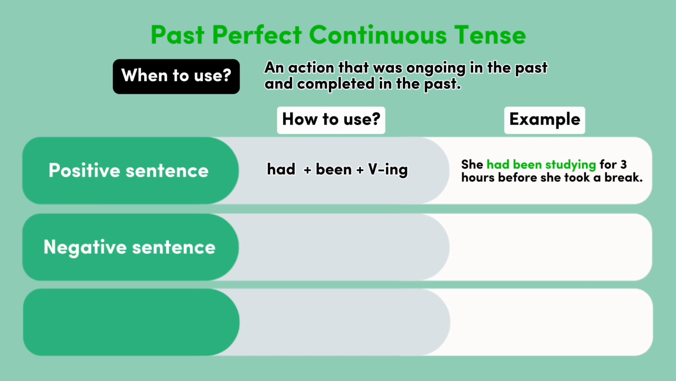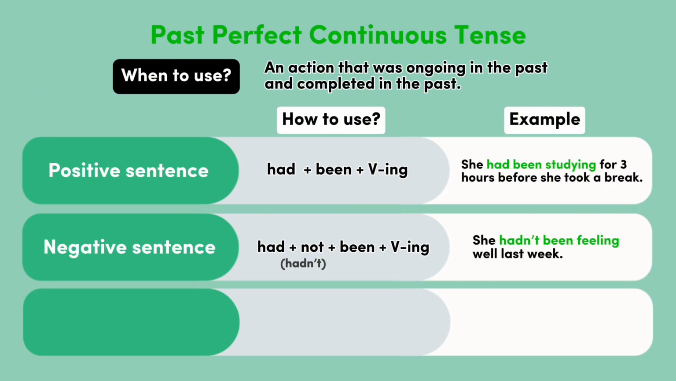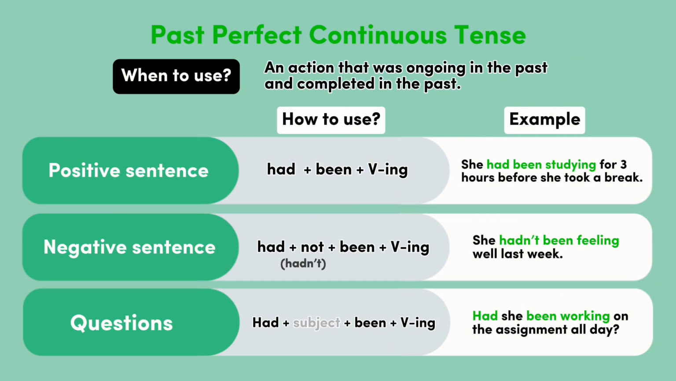Negative sentences. Had not been, followed by a verb ending with -ing. She hadn't been feeling well lately. Questions. Had plus subject plus been plus verb ending with -ing. Had she been working on the assignment all day?